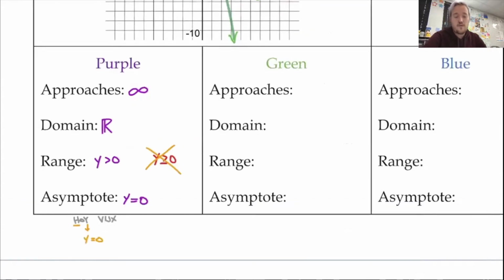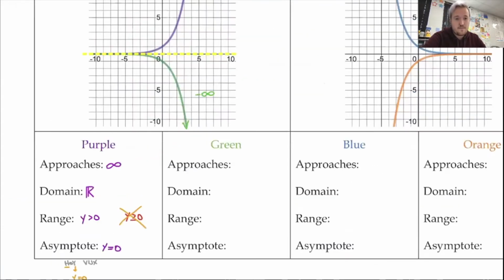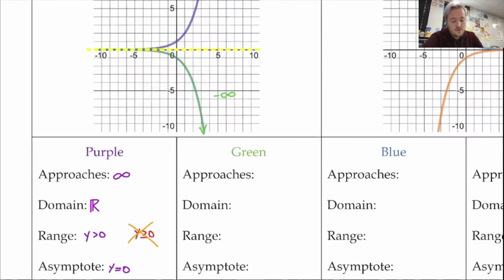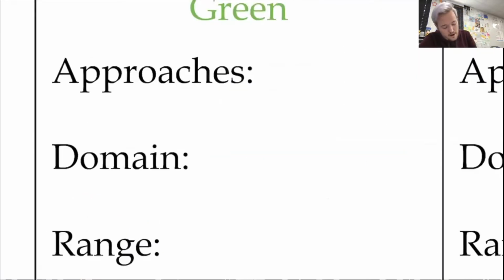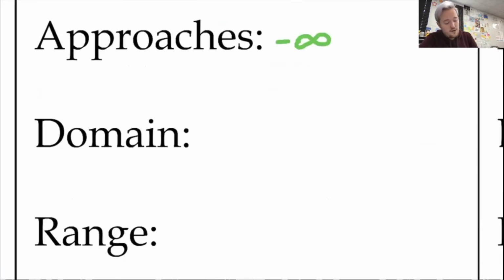All right, so now we're going to move on to the equation in green. It's going to approach negative infinity. It's going to get closer and closer downwards. All right, so the domain, similar to before, is all real numbers.